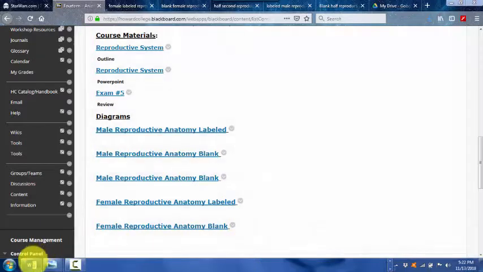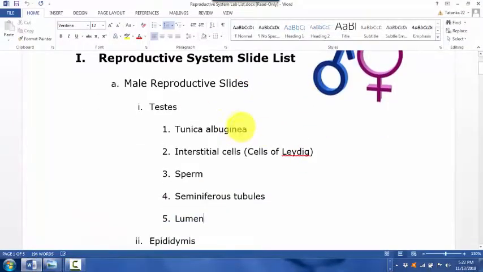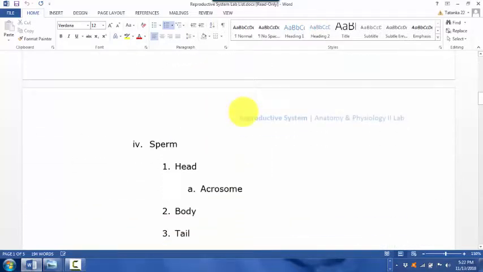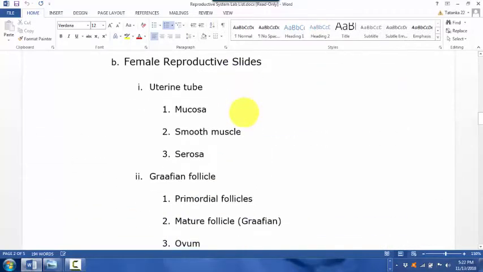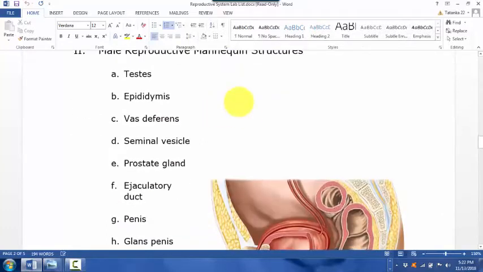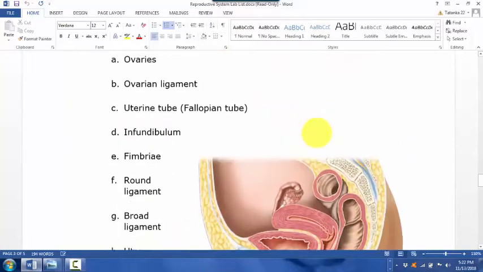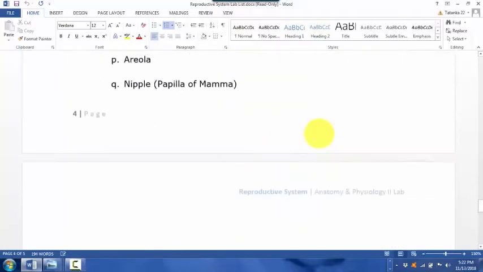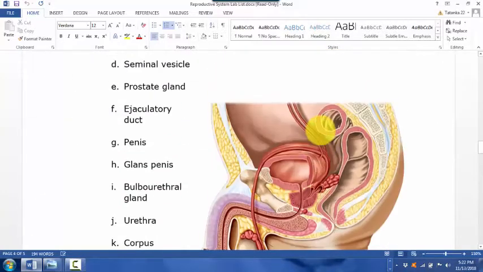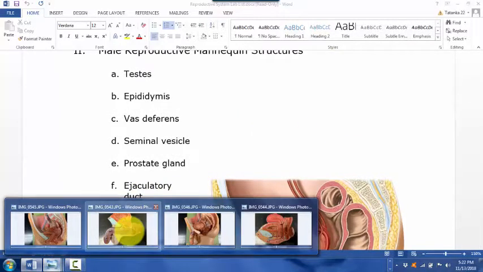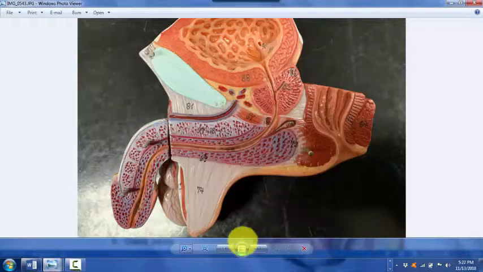I'm going to do the male parts first. So this is the list. Here are all the slides that we're going to cover. There are all the male slides, and it looks like there are only 2 female slides, and then we have all these male reproductive structures and then female reproductive structures. I'm going to show you the male parts first. What I did, I took a picture. Let's do this one first.